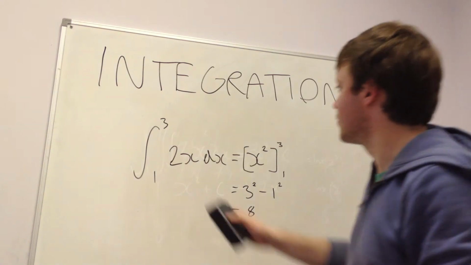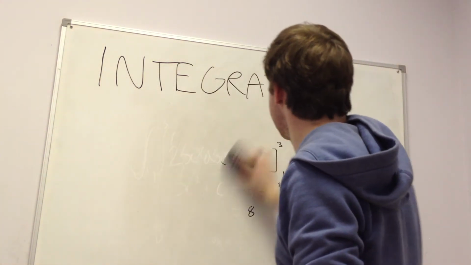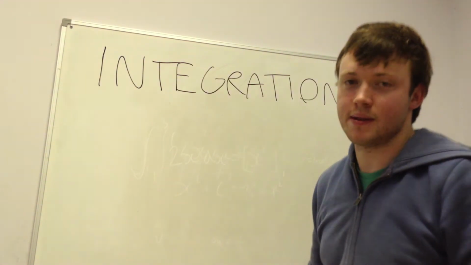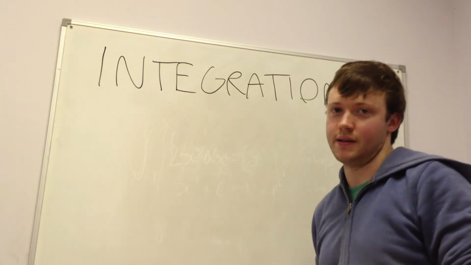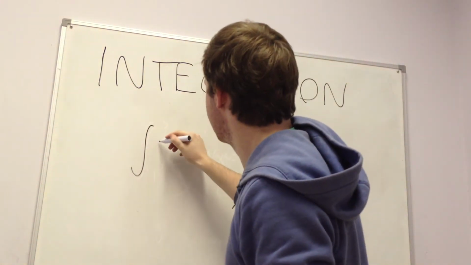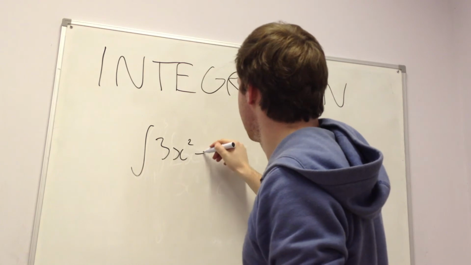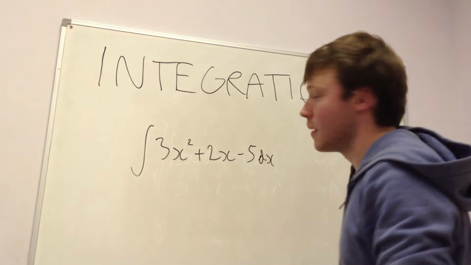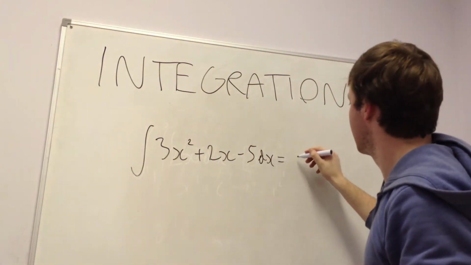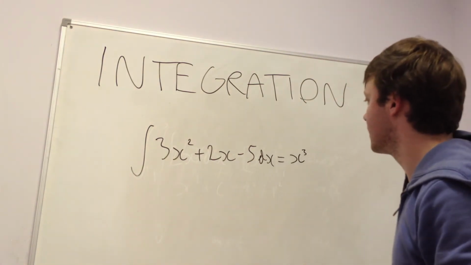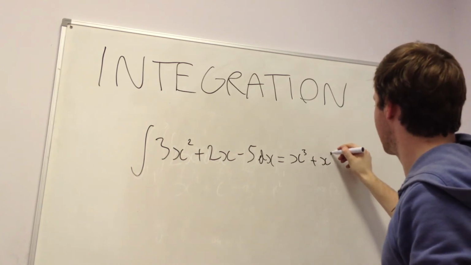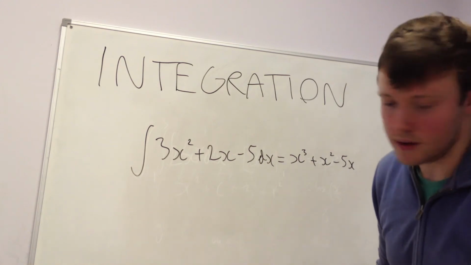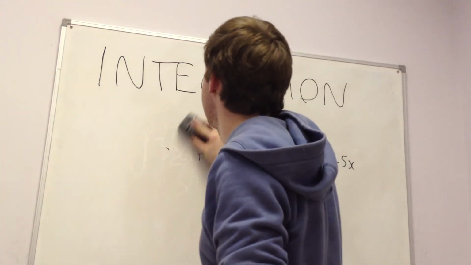So we can integrate single terms in x. How do we integrate polynomials? Well, it's done in a very similar manner to how you differentiate polynomials. So we can take a polynomial of 3x squared plus 2x minus 5, and that would just be equal to x cubed plus x squared minus 5x. So we can now integrate single terms as well as basic polynomials.